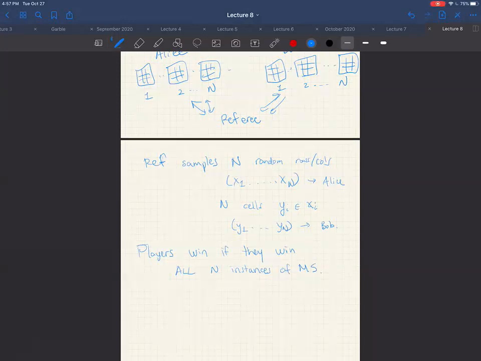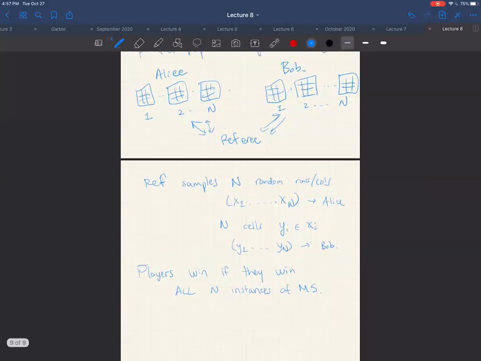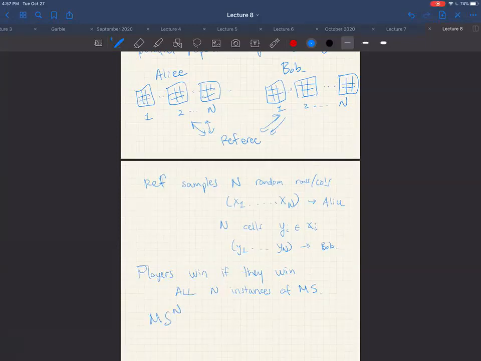Okay, so before I answer Ariel's question, I've defined a new game, right? Here are the rules of the game, here are the questions and answers that they're supposed to respond with. I'm going to call this game MS to the N for obvious reasons. So you can ask, what is its quantum value? What is the optimal quantum winning probability for this repeated game?